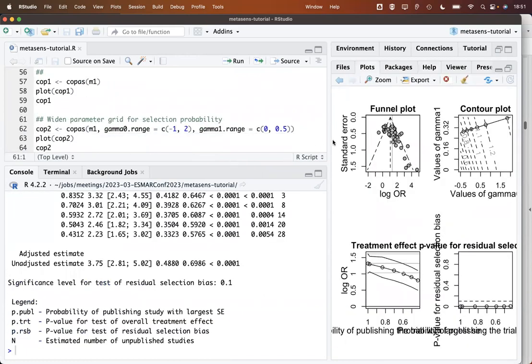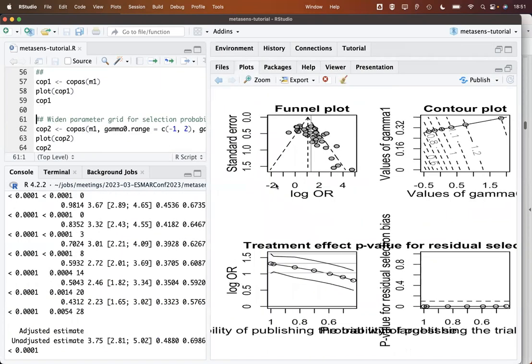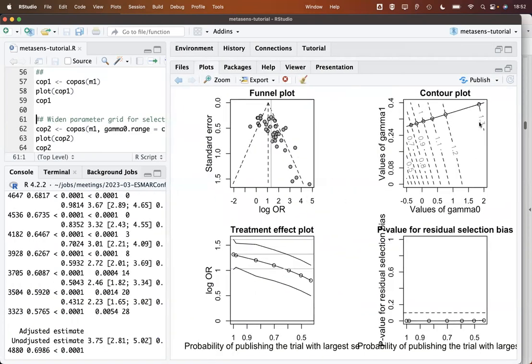And then if we plot it, we see four plots. Again, our funnel plot. Then a contour plot which has these values of A and B, or gamma naught, gamma 1. The contours in this plot correspond to the estimated treatment effect, or the adjusted treatment effect, because at the top right corner we do not account for selection bias, and the further we go down the line, the more we account for it.